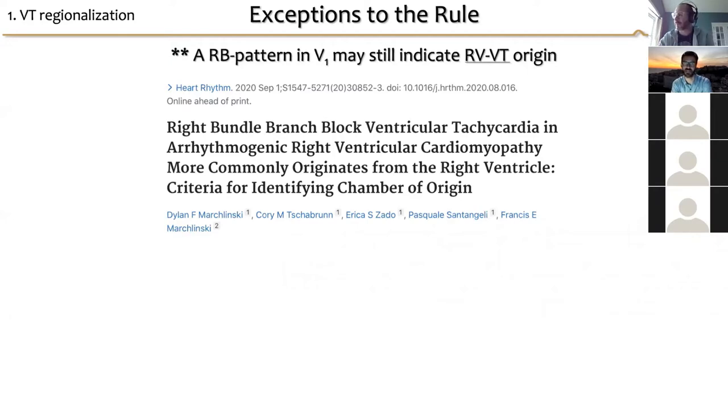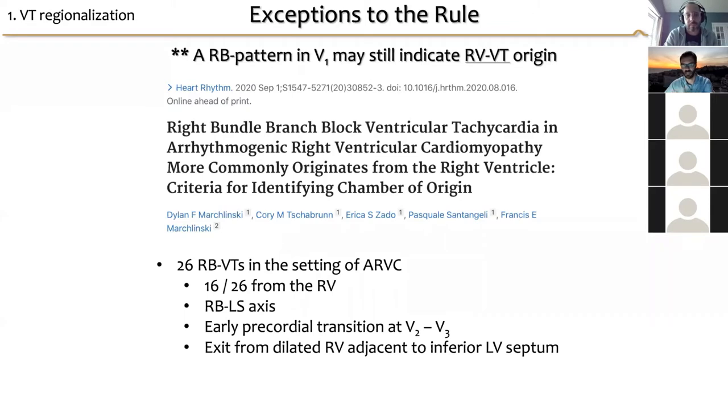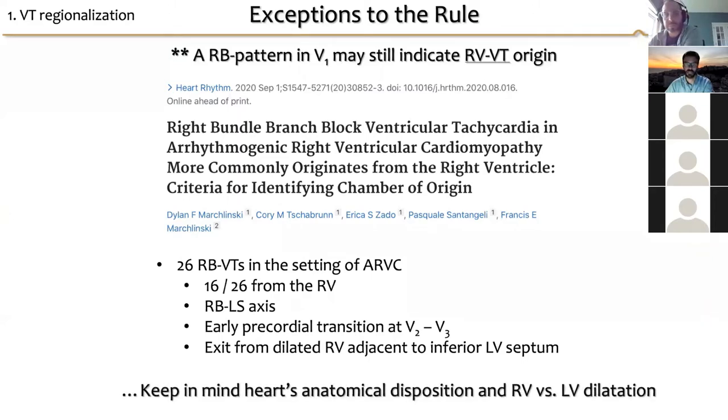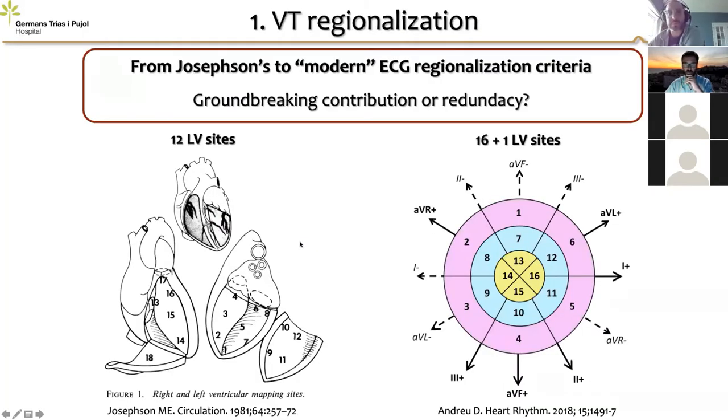it makes you realize that a right bundle pattern in V1 can still indicate a right ventricular origin of the ventricular arrhythmia, and this is especially particular to patients with right ventricular cardiomyopathy and very dilated right ventricles. So this at least underscores the importance of keeping in mind the heart's anatomical disposition and the cavity, the possibility that the cavity's dilatation may play a role in fooling you in terms of following these rules.